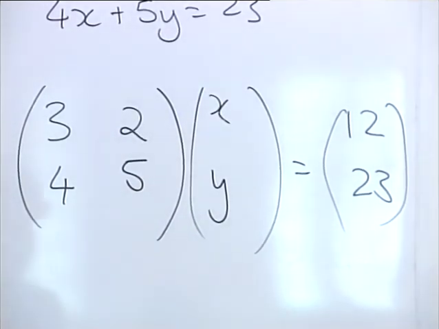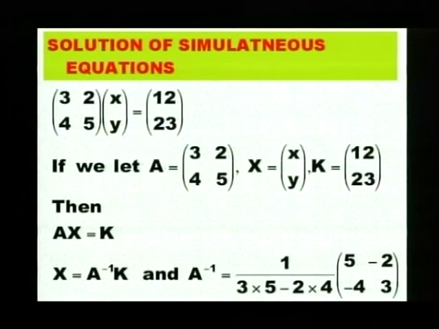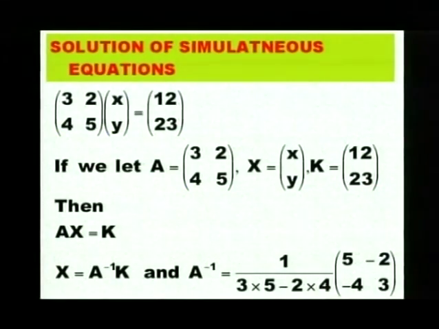And if we divide A on both sides, we get x. Now dividing by A is the same as multiplying by the reciprocal of A. So A to the power of -1 multiplied by k will be equal to x. Is that clear to everybody?